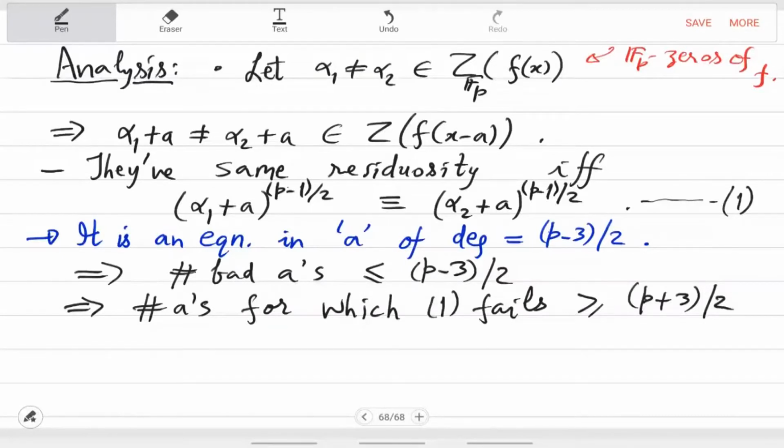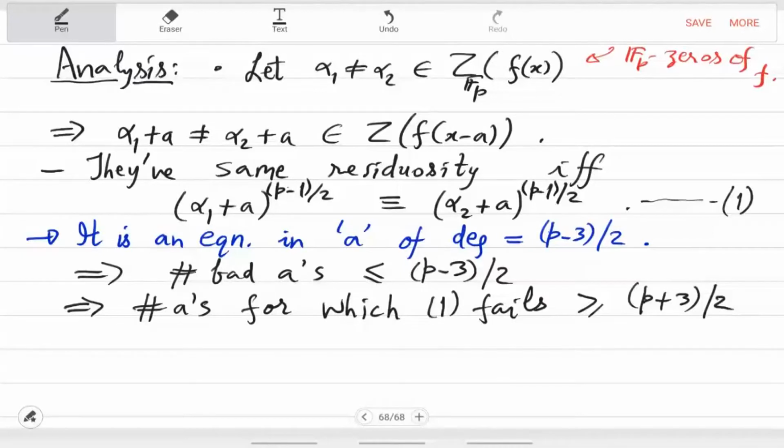So, more than half of the A's are good, right. Not only do they exist, their density is also 50%. It does not matter where they lie in this interval 0 to p minus 1. If you randomly pick, with more than 50% chance, it is a good A.